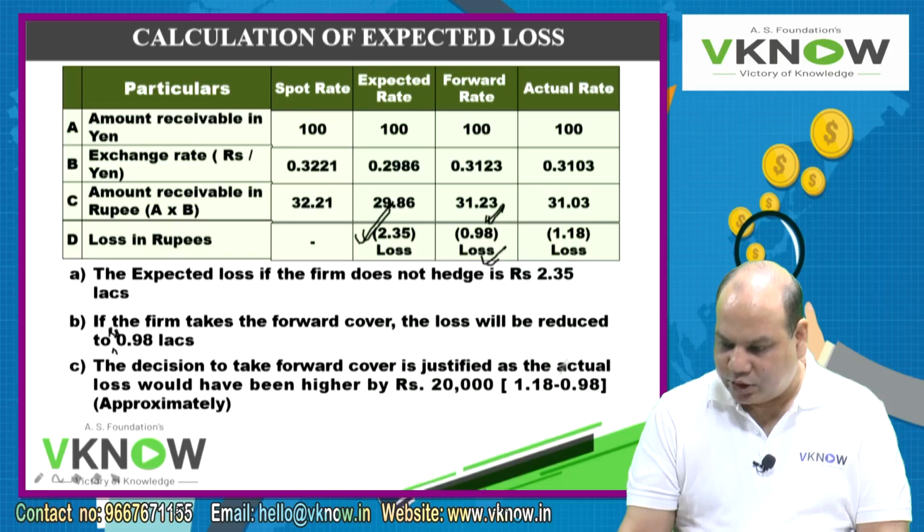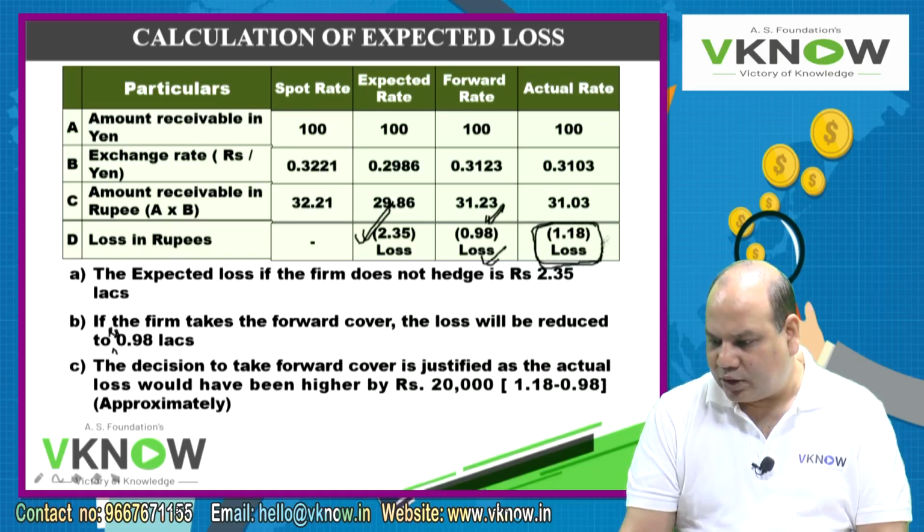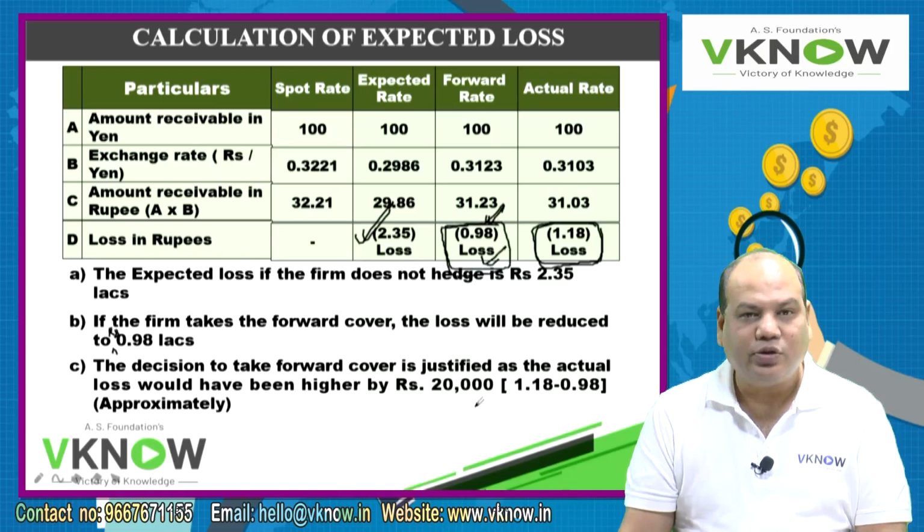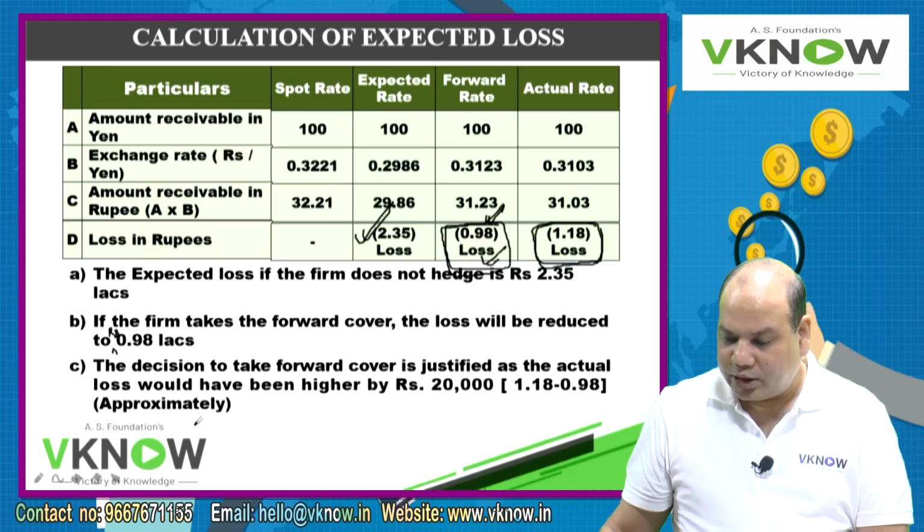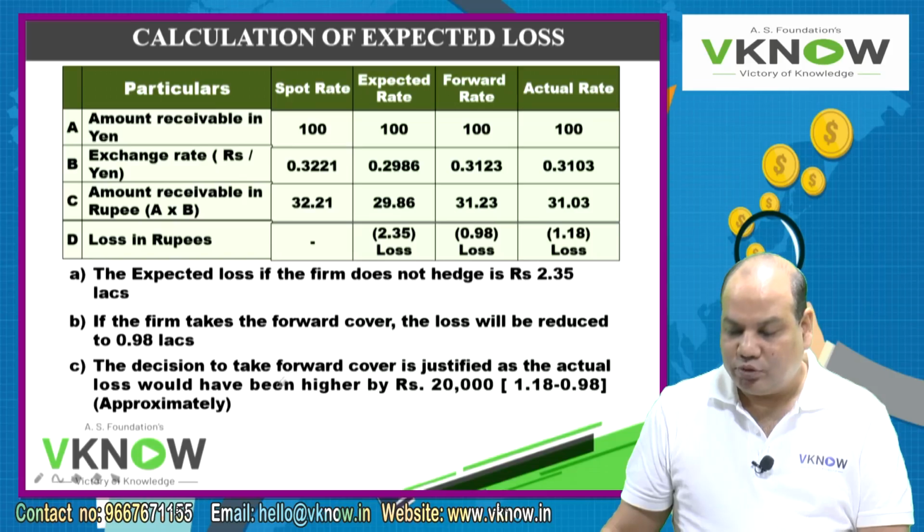Why higher by rupees 20,000? If you want to write this calculation, in the absence of forward contract, the loss would have been 1,18,000. With forward contract, the loss is 98,000. So therefore, you could save 20,000 rupees by entering into forward contract. In bracket approximately, because figures have been rounded off. Rates have been rounded off. Rupees in lakhs have been rounded off. So approximately, this answer is over.